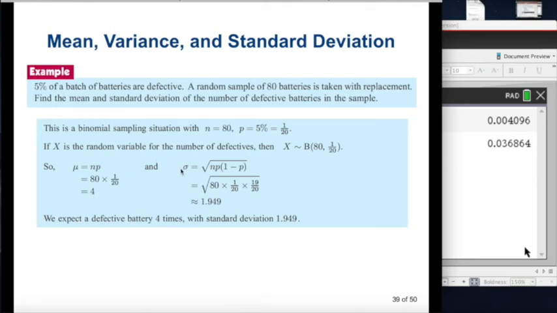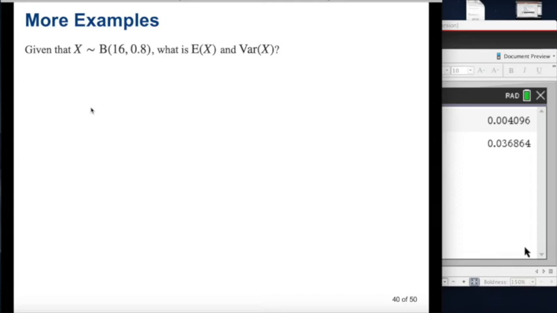And the standard deviation, sigma, is equal to the square root of npq. Again, n is the number of trials, p is the probability of success, and q is 1 minus p, the probability of failure, which is approximately equal to 1.949. Therefore, we expect 4 defective batteries with standard deviation 1.949 when a random sample of 80 batteries is taken with replacement. Okay, let's do more examples.